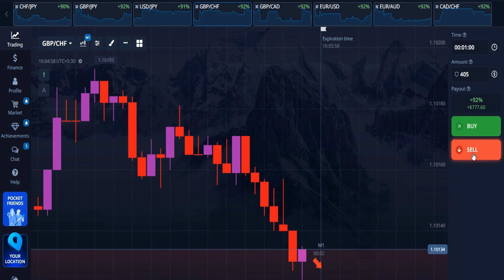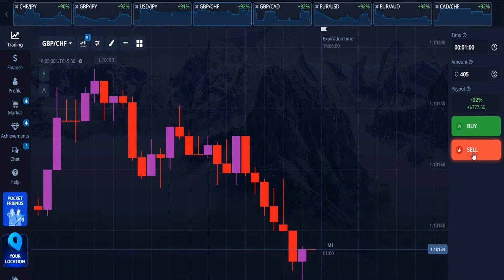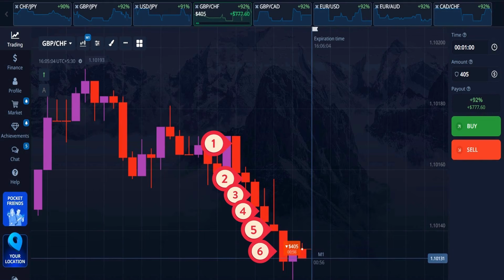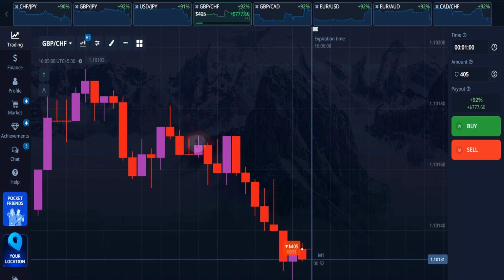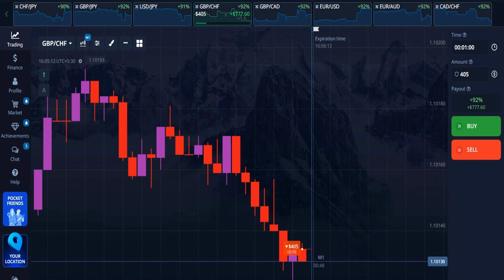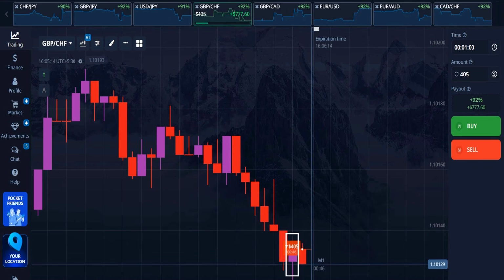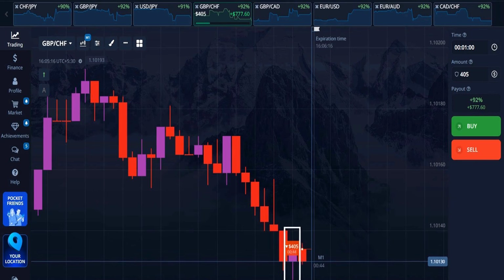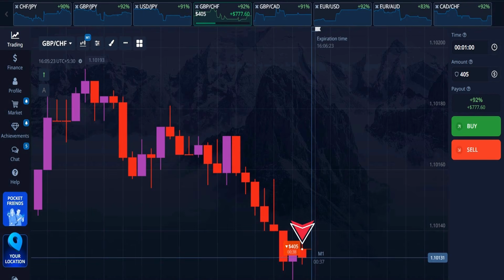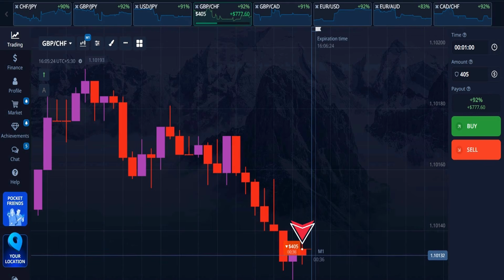First, let me explain how to take a sell trade using this strategy. Here's what you need to look for. Spot 5 or more consecutive bearish candles forming one after the other on your chart. When this happens, it signals a strong bearish trend. Now watch carefully. If you suddenly see a bullish candle, that's your trigger. As soon as that bullish candle forms, take a sell trade on the next candle to follow the trend. Simple, right? That's the sell side of the strategy.